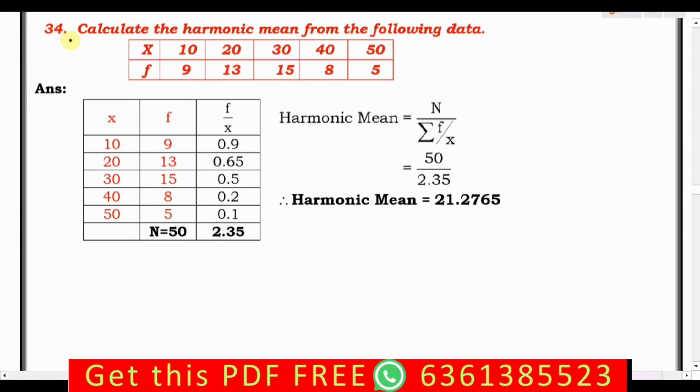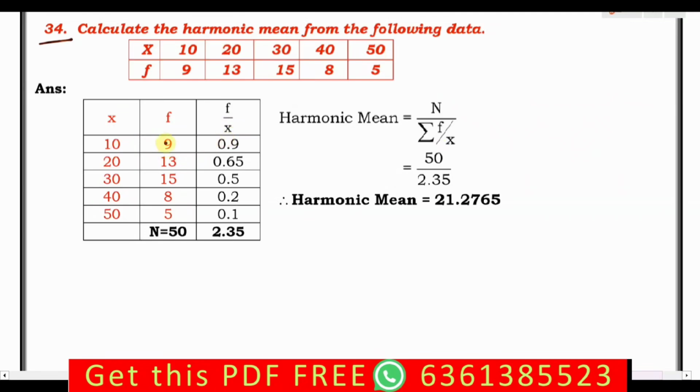Next question, question number 34. Calculate the harmonic mean for the following data. The given data contains x and f values, that is, it is a discrete frequency distribution. For a discrete frequency distribution, what is the harmonic mean formula? Capital N divided by summation of f divided by x. So x as well as f is already given in the question. According to this formula we need capital N. When you add the frequencies, you get capital N, and we want the summation of f by x. That's why f divided by x is also calculated.